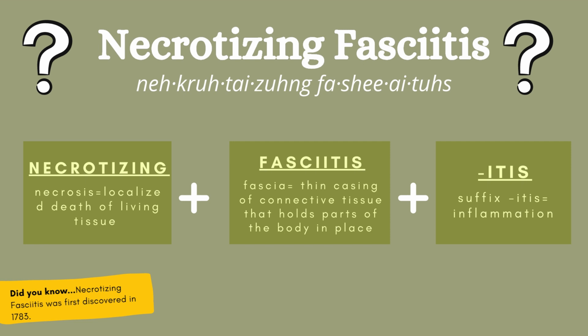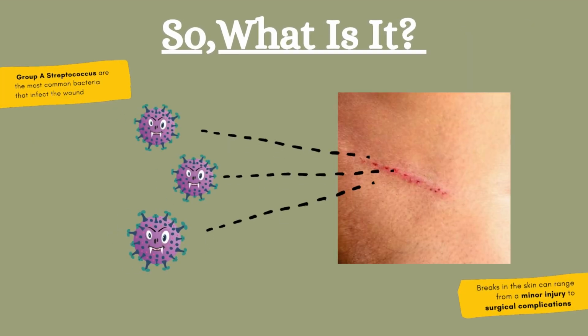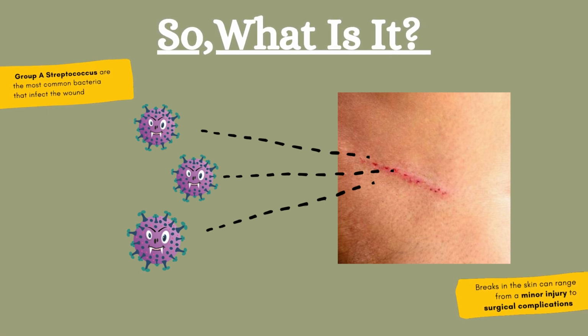Now that we have broken down the name a little bit, let's get more into what necrotizing fasciitis really is. Necrotizing fasciitis is an infection caused by bacteria, namely streptococcus that are known to cause strep throat. Bacteria are microscopic organisms that, while living all over your body from the depths of your gut and bowels to the surface of your skin and hair, can still make you very sick, and they are also commonly referred to as germs. These bacteria can get into deep tissue of the body via breaks in the skin.